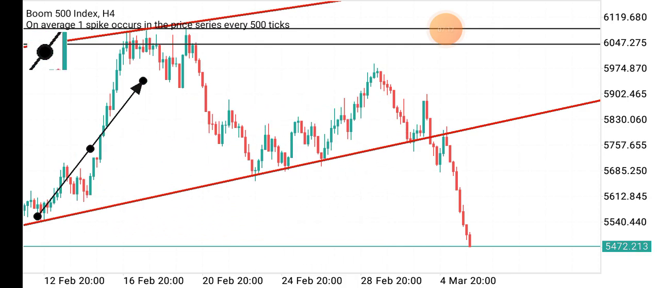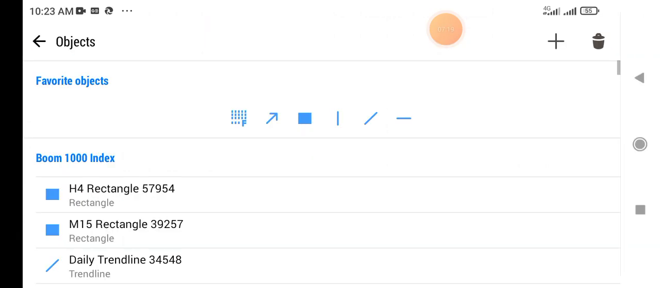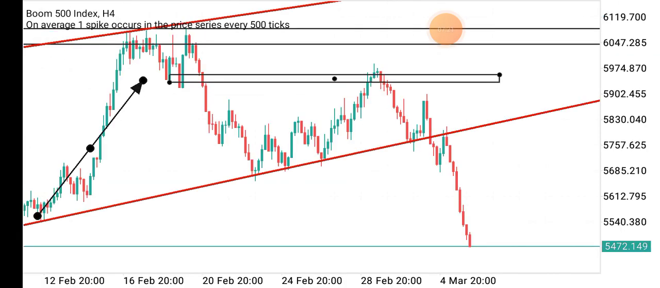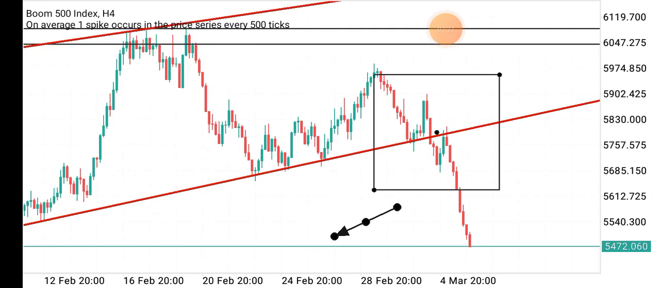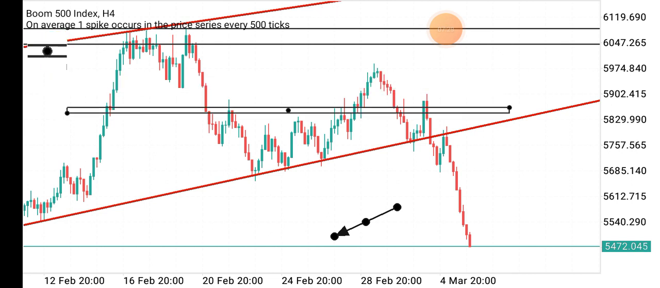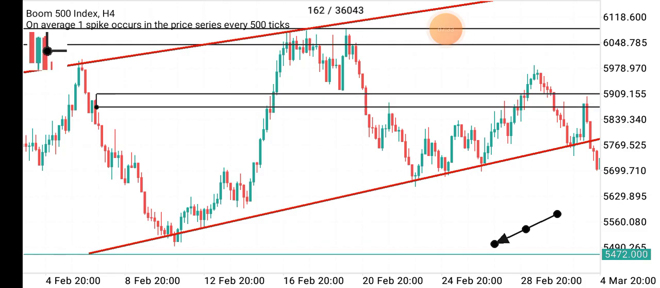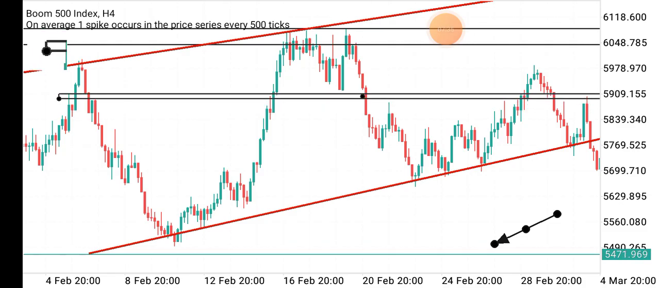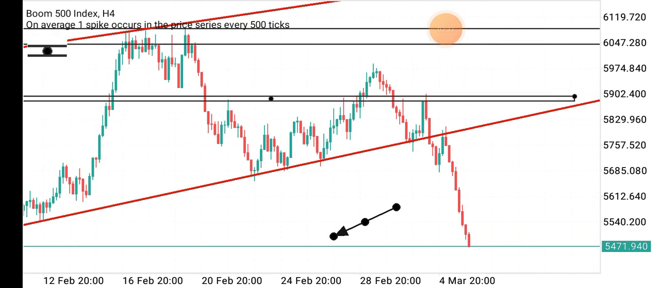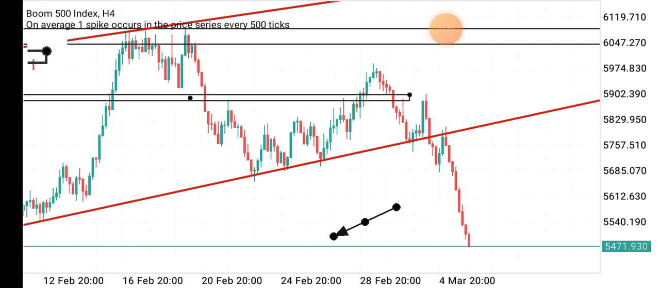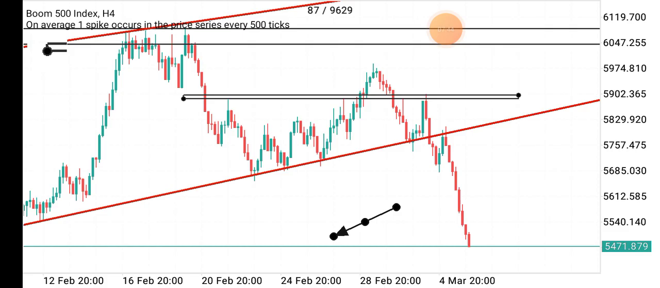Now you can see there is another zone somewhere here, guys. You have to be watching. This is the zone, so let me take this out. Let me take this maybe to somewhere here. Sorry guys. All right, so there is a zone somewhere here. I'll try to make it look good. There's a zone somewhere here, and you can see the rejections around that zone.